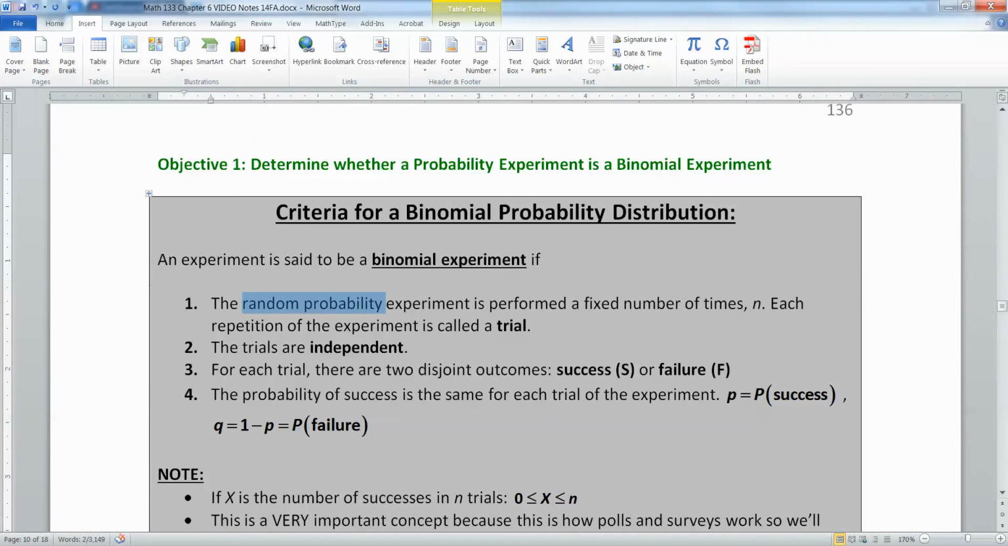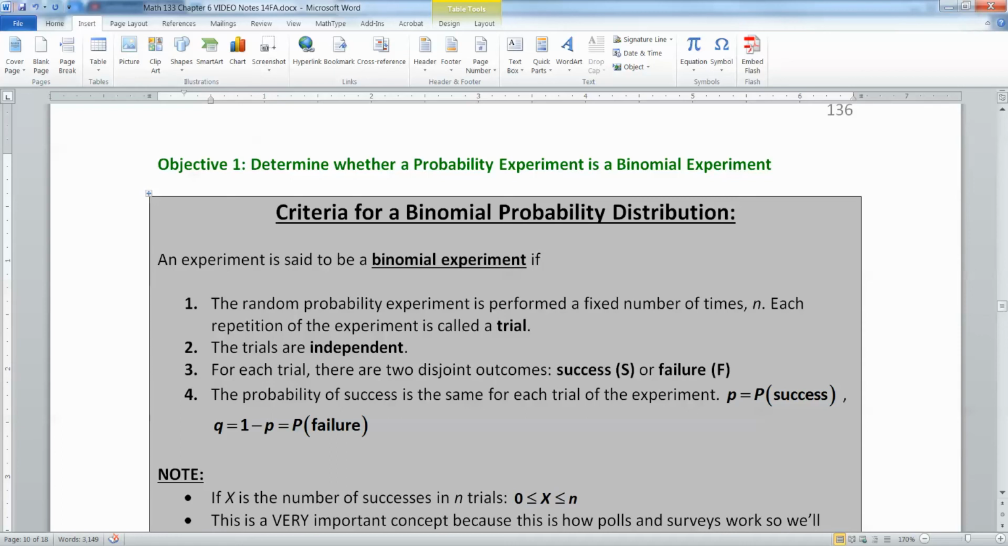It sort of goes without saying since this is a probability distribution, but let's say it anyway. So this is a random probability experiment. It's performed a fixed number of times. Each repetition of that experiment is called a trial. So for example, if you were going to toss a coin 4 times, then each toss of the coin would be a trial, and that gives you 4 total.